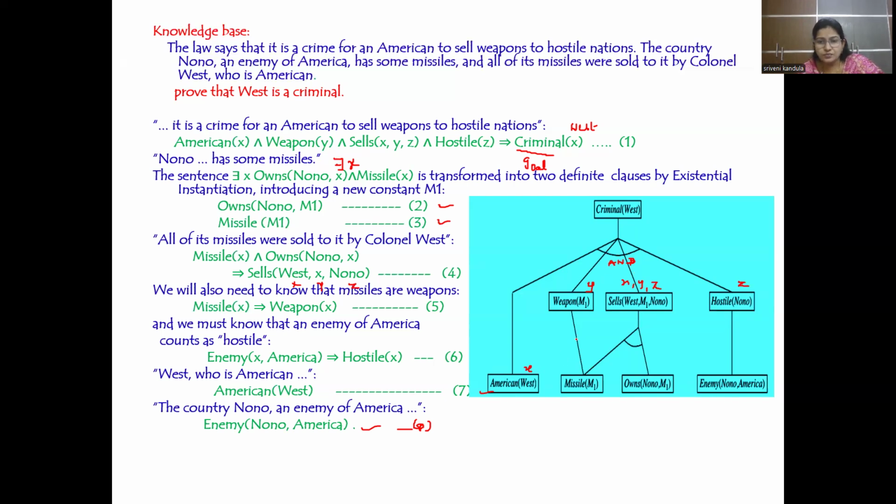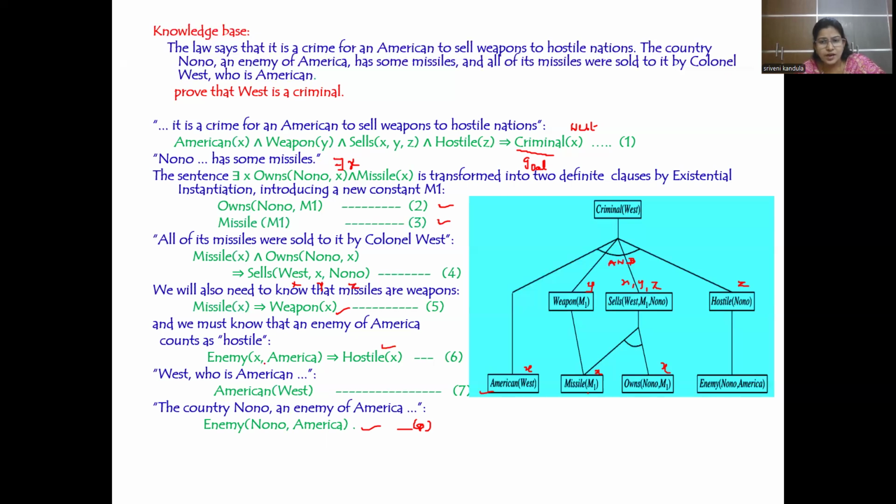Now for this weapon of X, what is the LHS part of this? We have missile of X, so I'm writing missile of X here. Then associated with this sells, what do we have? Sells of West comma X comma Nono. On the left hand side, what do I have? Missile of X and owns. Two statements I have. So I'm introducing owns of Nono comma X, and in order to get this, I need to solve these two. So again, I'm making this an AND node. Here you can see the arc, which is an AND node. Then hostile of Nono. On the right hand side, you should have this hostile of X.